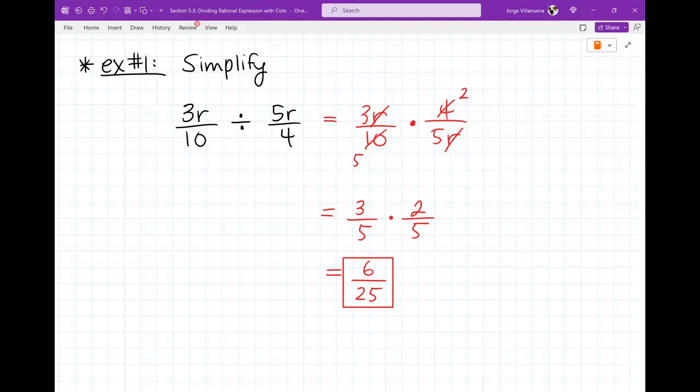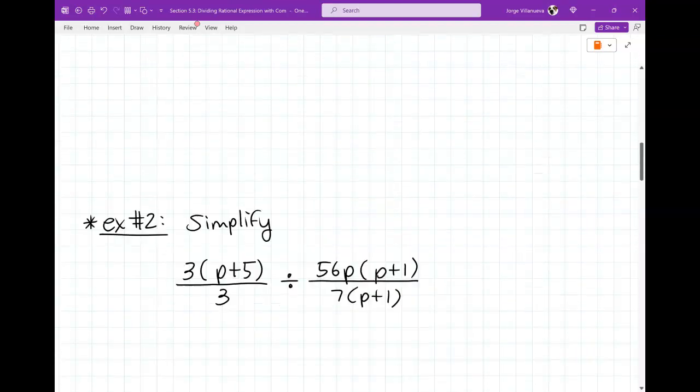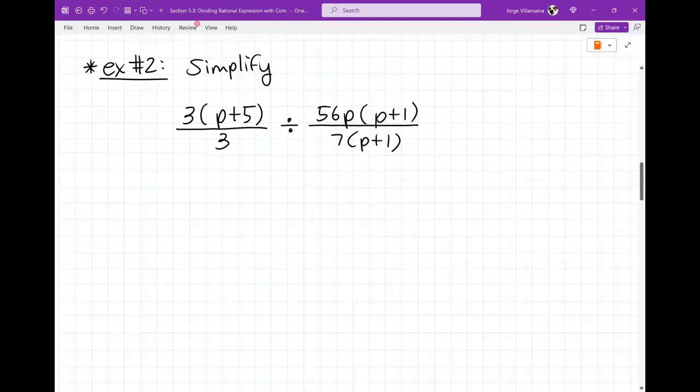So are we okay with this one? I mean, not much different from what we've been doing, right? Just one little step. The very first step, you just put times and flip the second fraction. That's all. So here's another one. We're going to simplify the fractions of 3 times p plus 5 over 3 divided by 56p times p plus 1 over 7 times p plus 1.